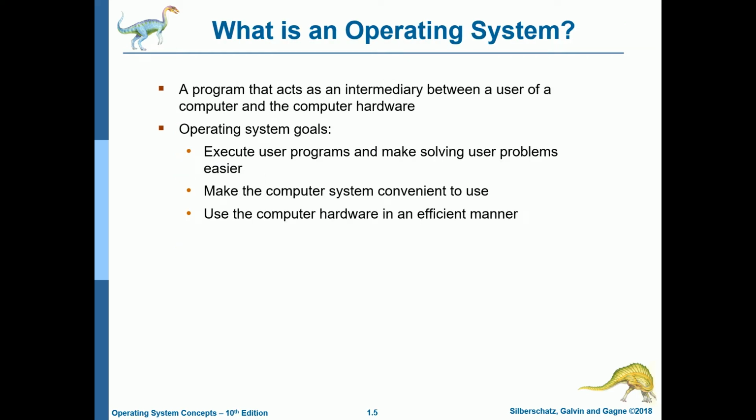Now, one way we can start defining this is we can figure out that an operating system is a program that basically acts as an intermediary between a user, the computer, and its hardware. Understanding this, we can figure out some operating system goals. Even though we haven't defined what an operating system is yet, we more or less know what they need to do. For instance, execute a user's program and make solving problems easier. Make a computer system very convenient to use. And also use the computer hardware in an efficient manner.